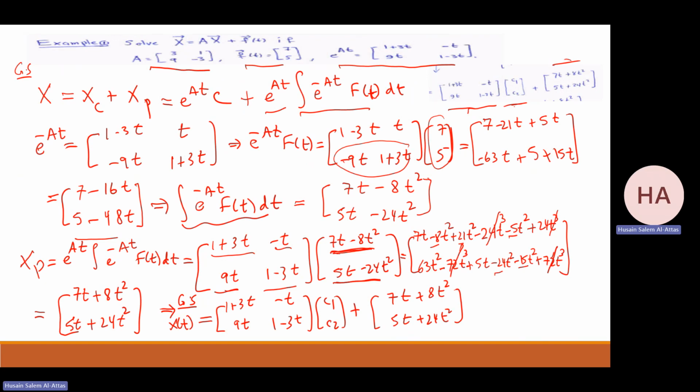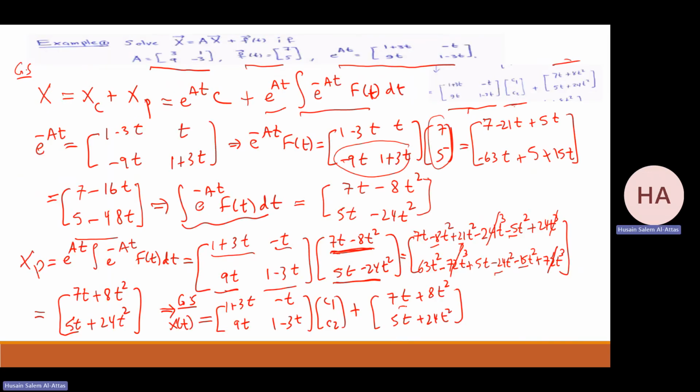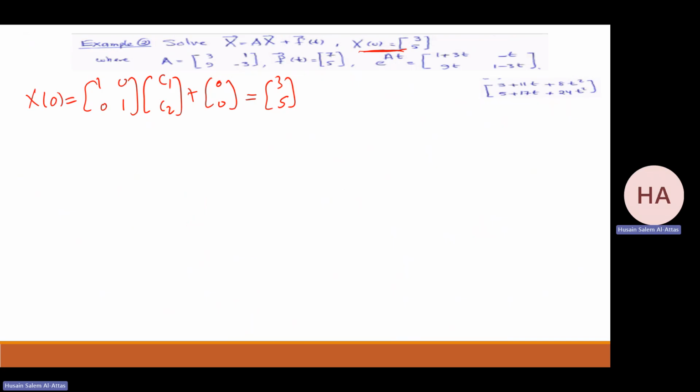Plus what? Plus 0, 0. Plus 0, 0. And that should equal to what? 3 and 5. Yeah. When you have t equals 0, I have everything 0 here, huh? And here 0, here 0, here is 1, here is 1. Okay. So very easy one. That gives me C1 equals 3, C2 equals 5.